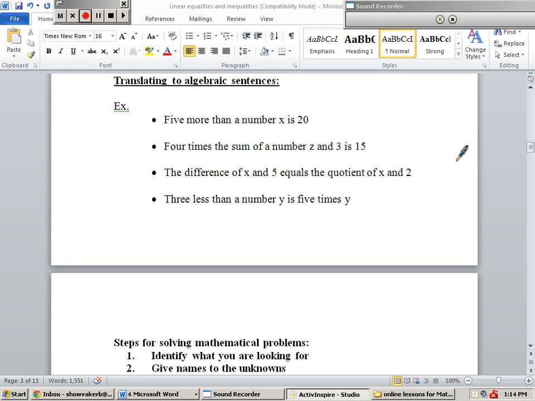The difference of x and 5 equals the quotient of x and 2. So I have the difference, x and 5, equals the quotient, x and 2. Now, I just told you, sum, difference, product, and quotient usually mean parentheses. If you put parentheses in and you don't need them, they won't hurt anything. But if you don't put them in and they are needed, they will ruin the problem. So I see difference, I'm going to put parentheses. Difference means subtraction, so x minus 5 equals quotient. Quotient means division, x divided by 2.